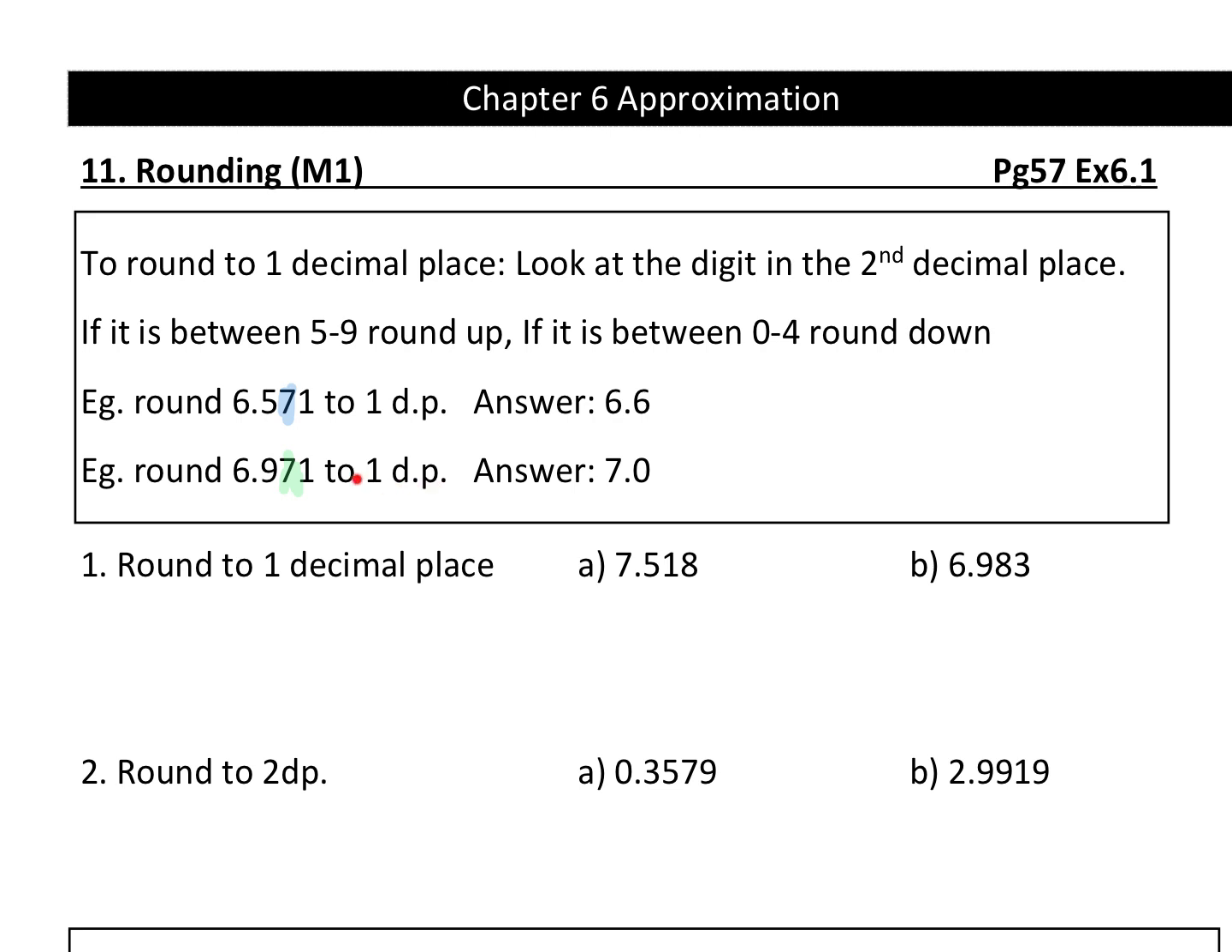When rounding to 1 dp, you should always have your answer to one decimal place. So you shouldn't have any more numbers here, but equally you shouldn't have any less, like just 7. 7 is wrong, 7.00 is wrong, it must be 7.0.